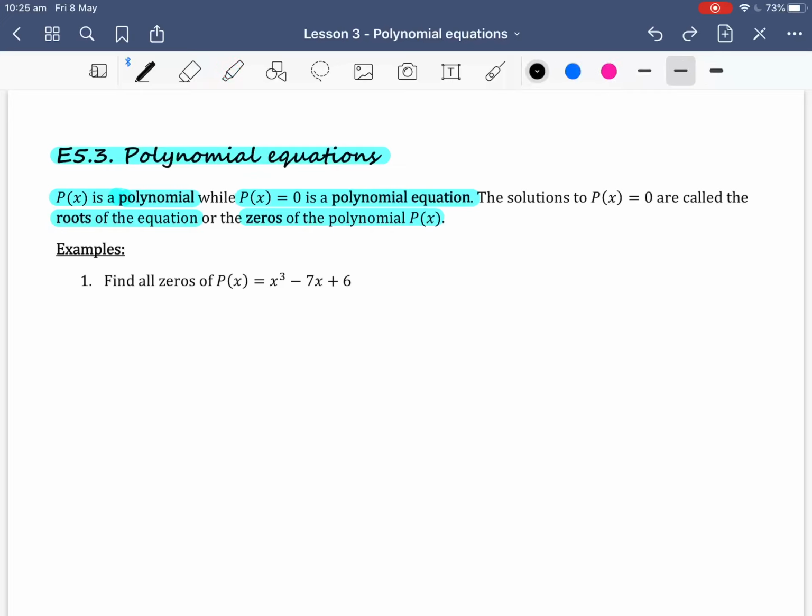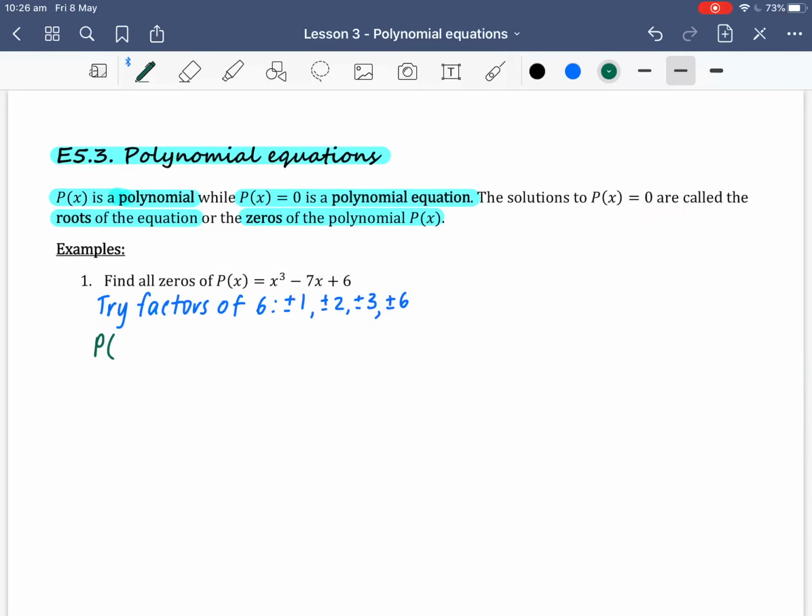So example 1, we want to find all zeros of p(x) equals x cubed minus 7x plus 6. What we're going to do is factorize this first, and we're going to try factors of our constant like we did last lesson. So we're going to try factors of 6, where our factors of 6 are plus or minus 1, plus or minus 2, plus or minus 3, and plus or minus 6.